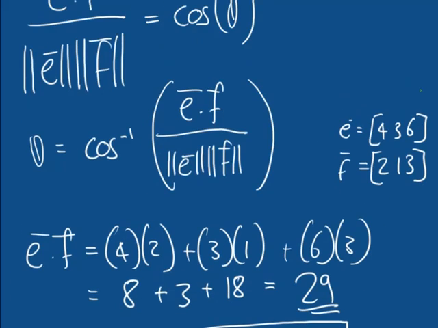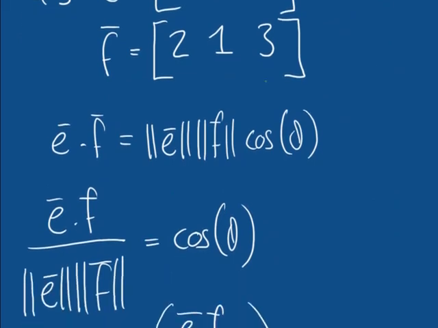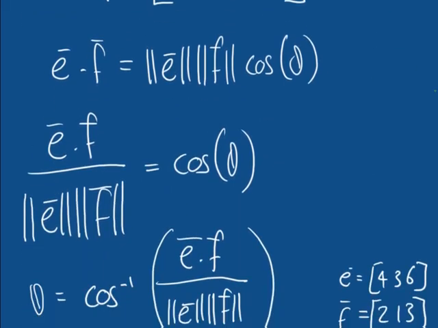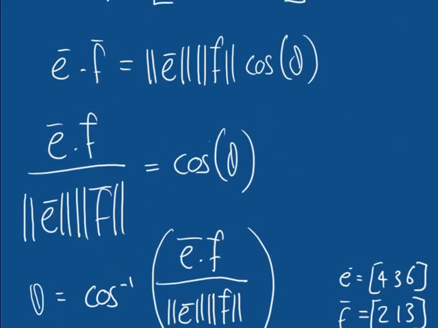So again, if you did get stuck at any point, the first thing to note is that we needed to be able to rearrange this equation. Now we did see that earlier in the video. It's quite a simple equation to rearrange. We just take the length of E and the length of F, we divide both sides by that, and that gives us this equation. And then of course to find theta we need to use the inverse cosine, which gives us this equation here.